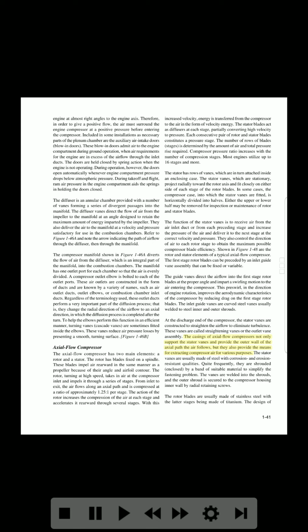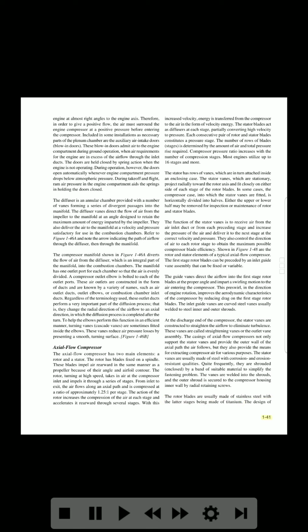The casings of axial flow compressors not only support the stator vanes and provide the outer wall of the axial path the air follows, but they also provide the means for extracting compressor air for various purposes. The stator vanes are usually made of steel with corrosion and erosion-resistant qualities. Quite frequently, they are shrouded, enclosed, by a band of suitable material. To simplify the fastening problem, the vanes are welded into the shrouds, and the outer shroud is secured to the compressor housing inner wall by radial retaining screws. The rotor blades are usually made of stainless steel with the latter stages being made of titanium.